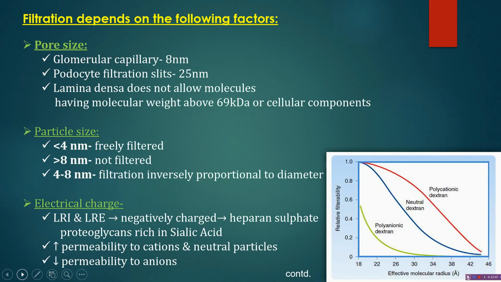The internal and external layers, that is the lamina rara interna and externa, are negatively charged because of the presence of heparan sulfate proteoglycans rich in sialic acid. So they allow cations and neutral particles to pass more freely than the anions. In this diagram, you can see the neutral dextran filtration is the blue line. When it is in the polyanionic form, the filtration decreases because the membrane does not allow the anions to pass. But when it is in the polycationic form, the filtration is increased.